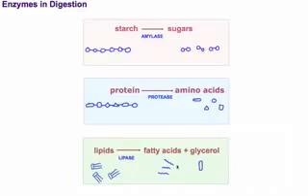The last one that you have to know and remember is lipids being broken down into fatty acids and glycerol. Lipids is another word for fat, and this is broken down by an enzyme called lipase, and the products are fatty acids, which are these chain-like molecules, and glycerol, which is this molecule over here. If you can know and remember this, it will make the rest of the topic a lot easier.